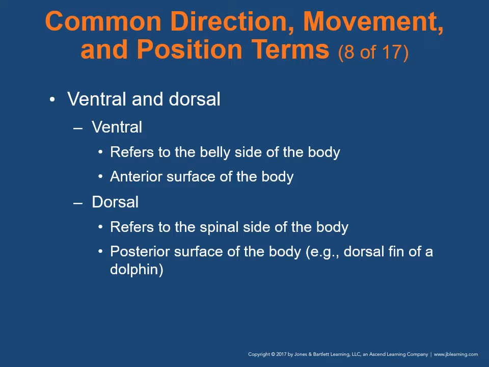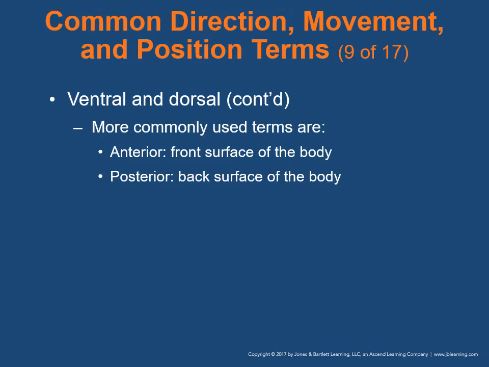Ventral and dorsal. This refers to the belly side of the body or the anterior surface of the body. Okay, that's the front. Dorsal refers to the spinal side of the body or the posterior surface of the body. This is the back. So a good example of that is the dorsal fin of a dolphin. If you can relate and remember that, the dorsal fin is on the back of the dolphin. More commonly used terms are anterior or front surface of the body and posterior, which is the back surface of the body.